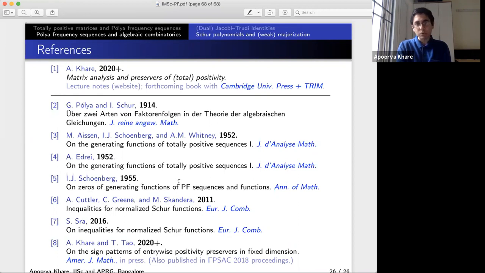Schoenberg had some more work on this in the Annals in '55. So this is all around the same time. And then Cutler, Greene, and Sendov conjectured, and solved one half of their conjecture. Sra at MIT solved the other half. And then this is the paper where we worked out the weak majorization analog of the majorization.